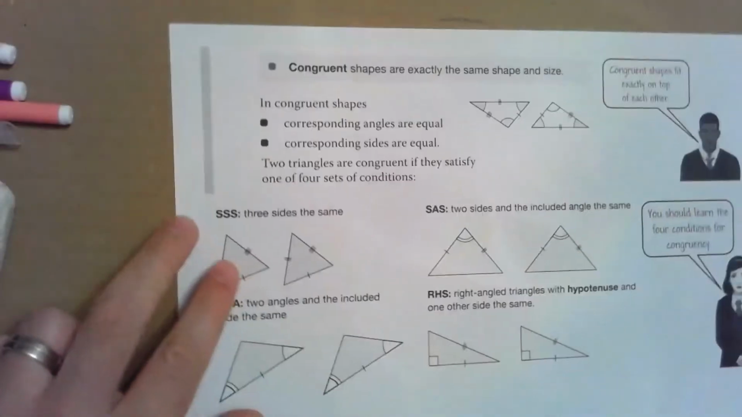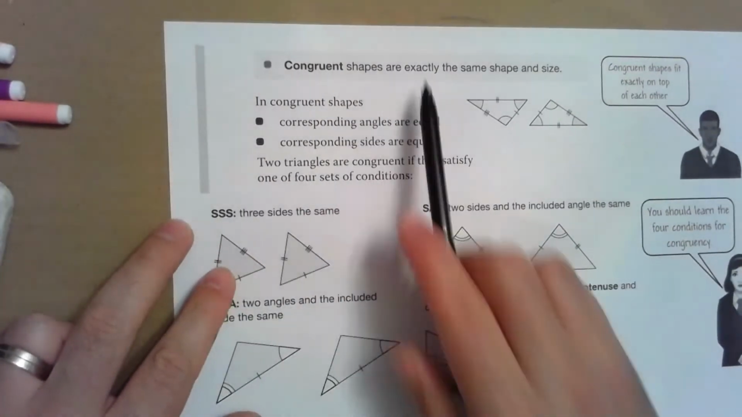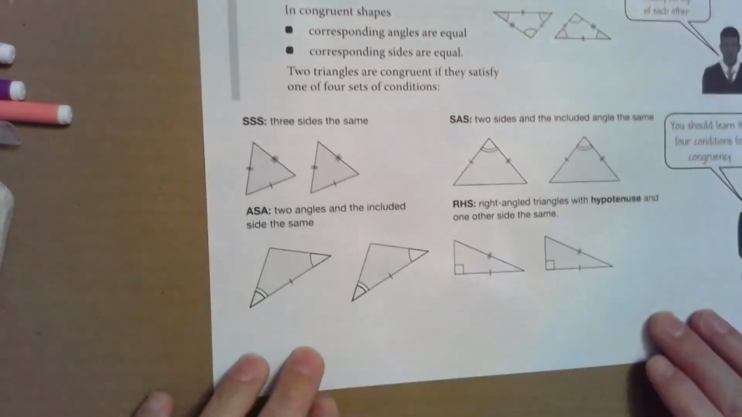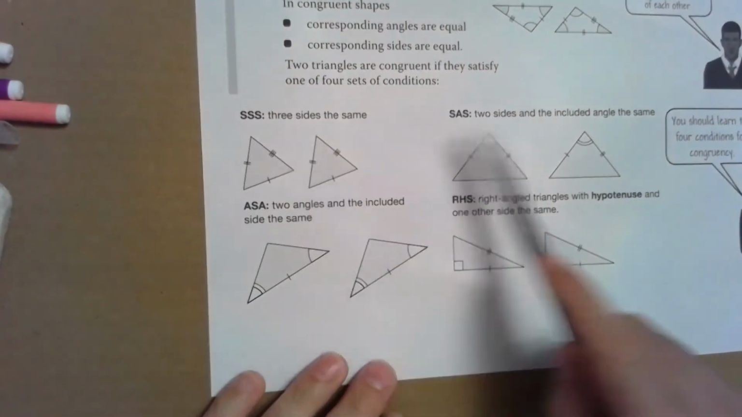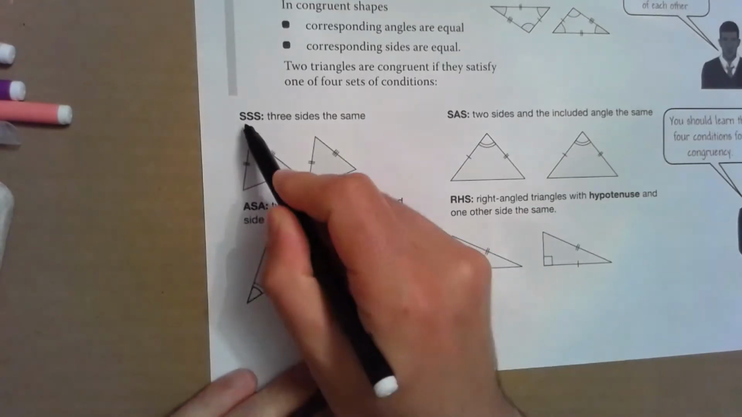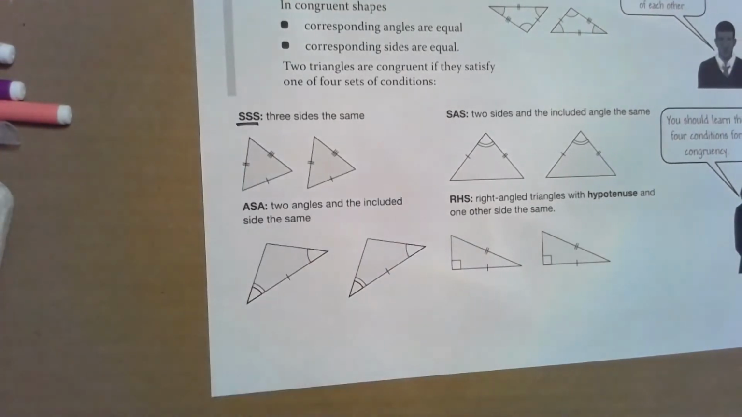First of all, congruent shapes are essentially shapes that are identical. In particular, thinking about triangles, there are 4 conditions that you need to put in your notebooks that determine whether 2 given triangles are congruent. So they are SSS, so that means 3 sides the same.